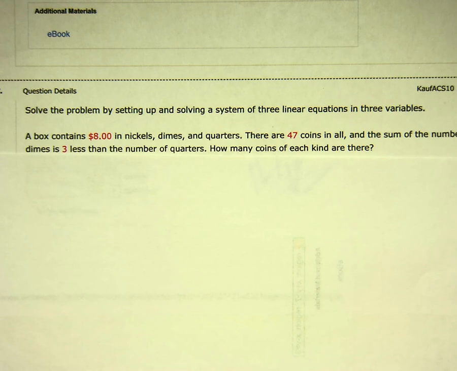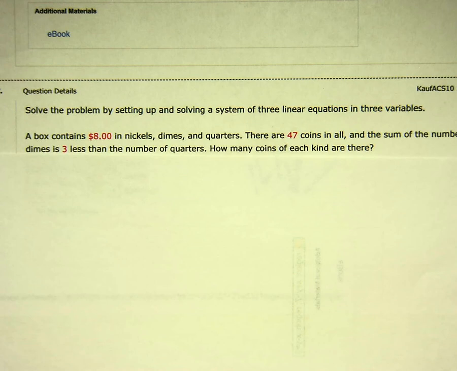So let me read it out. It says a box contains $8 in nickels, dimes, and quarters. There are 47 coins in all, and the sum of the number of nickels and dimes is 3 less than the number of quarters. How many coins of each kind are there? So let me repeat it. A box contains $8 in nickels, dimes, and quarters. There are 47 coins in all, and the sum of the numbers of nickels and dimes is 3 less than the number of quarters. How many coins of each are there?